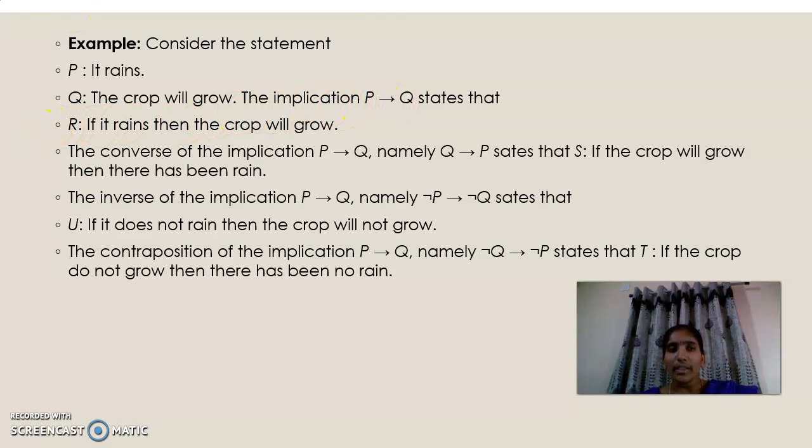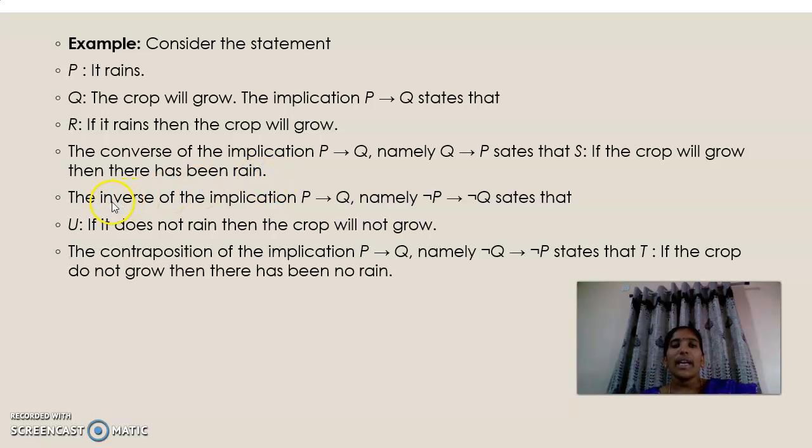It states that if it rains, then the crop will grow. That statement will be notated by capital R. So the converse of the given implication P conditional Q, namely Q conditional P, states, in the form of statements, that if the crop will grow, then there has been rain.